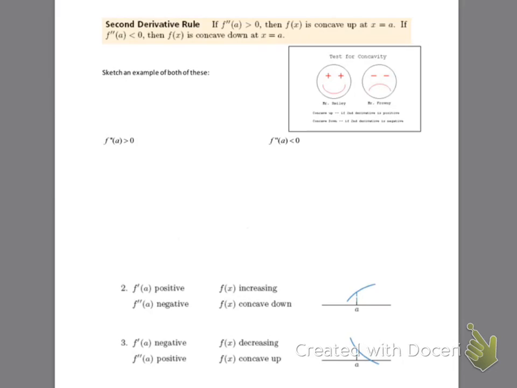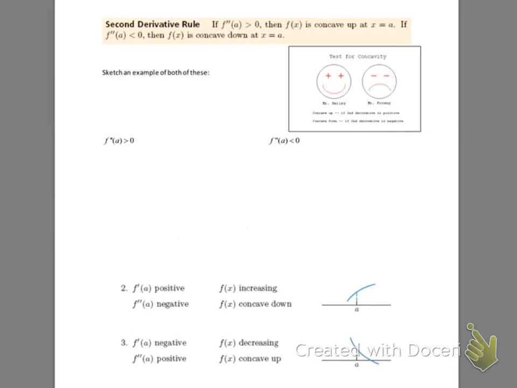Okay, on this page they start speaking about the second derivative rule. The second derivative rule states if f double prime of a is greater than 0, then the function is concave up where x equals a. Similarly, if f double prime of a is less than 0, then the function is concave down where x equals a. So we talked about concavity and what that means in 2.1.